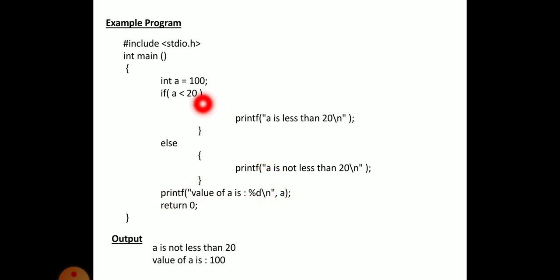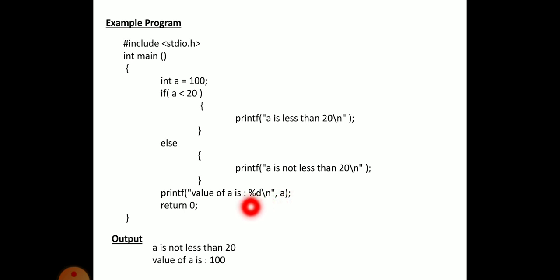So in this program, it checks for the condition whether a is less than 20. Here a is given 100, so the if part will be skipped, it will not be executed and the control will be transferred to the else part. In that we have given the message a is not less than 20. So this message will be printed as the output, and after executing this statement, the control will be transferred to printf value of a is %d, a.